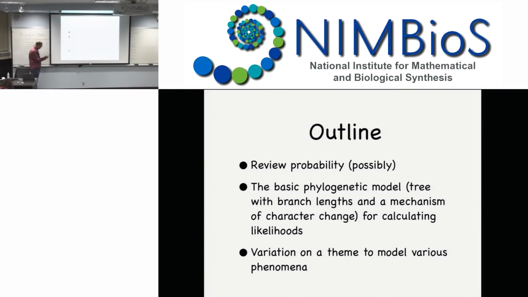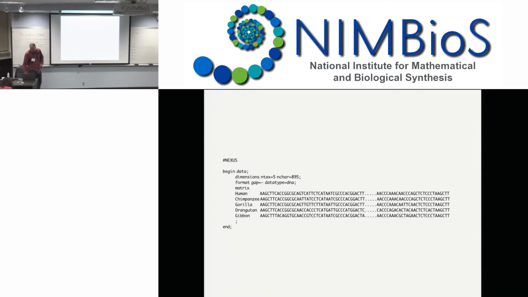We already talked about probability, so I'm going to be talking about these two things. So the basic phylogenetic model, we talked about a tree with branch lengths. I'm going to be talking a lot about the mechanism of character change, and then I'm going to talk about the mechanics of calculating the likelihood. And this is the beast we're going to be talking about.